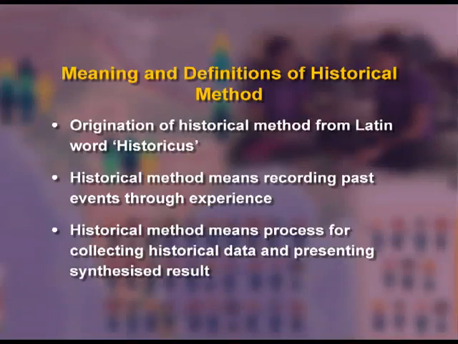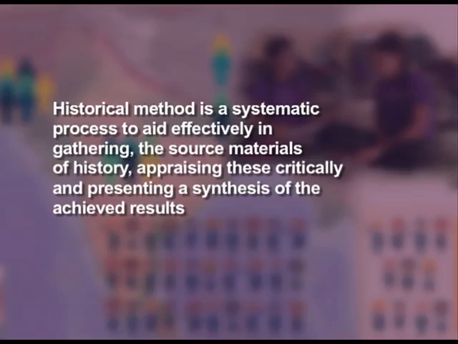There, the specific method called historical method is used to record the infinite variety of human experiences evidently and set out for all. Historical method refers to the process of collecting historical data and presenting synthesized results. Historical method is a systematic process to aid effectively in gathering the source materials of history, appraising these critically, and presenting a synthesis of the achieved results.